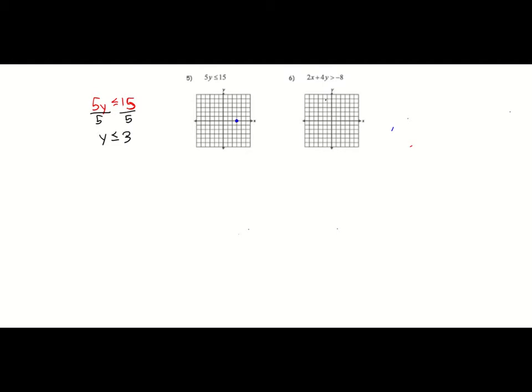Before I draw that line, oops, that's not y, that's x, y equals 3. Before I draw that line, I need to look at my symbol so I know what kind of line to draw. This tells me I need a solid line. Straight across at y equals 3. And then finally, this tells me that y is less than 3. So this means I'm shading below my line, everything where y is smaller than 3.